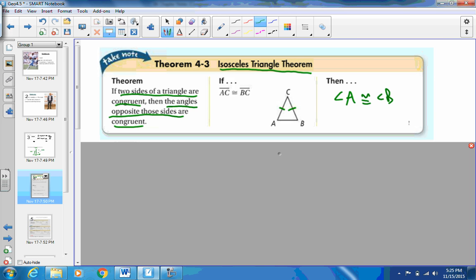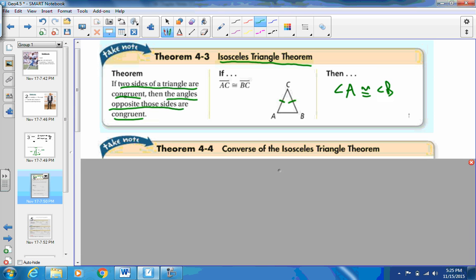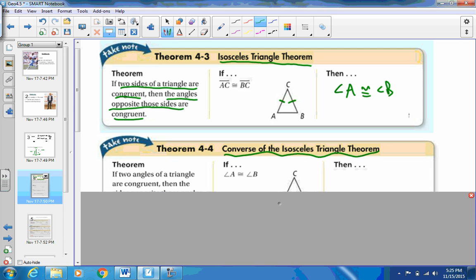If you have an isosceles triangle, the two angles opposite of the congruent sides are also congruent. That's the isosceles triangle theorem. Then we have the converse of the isosceles triangle theorem. So let's just flip it around. Let's just switch the order.